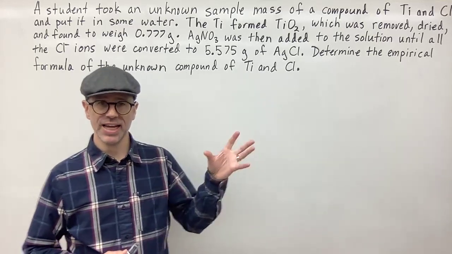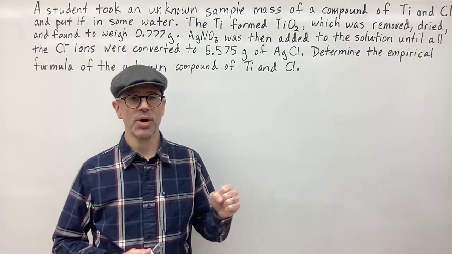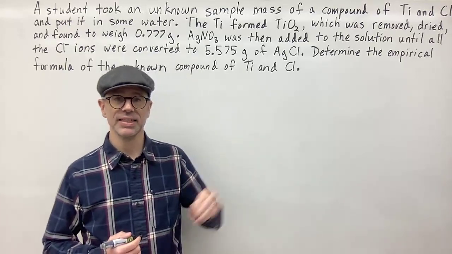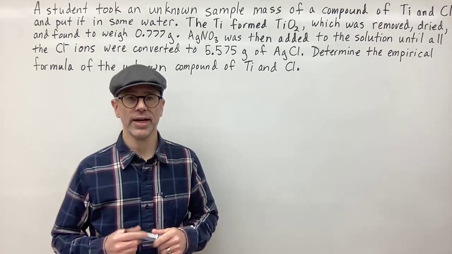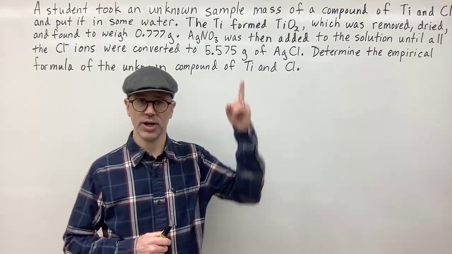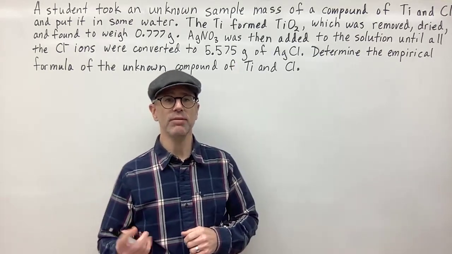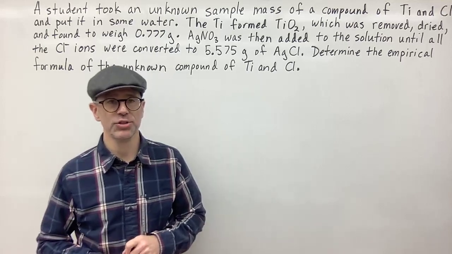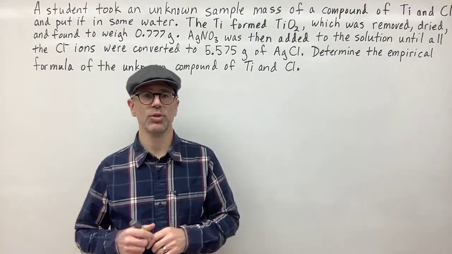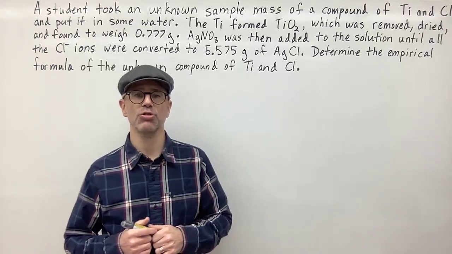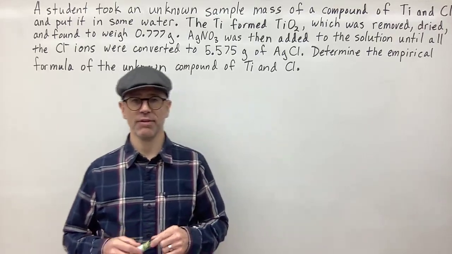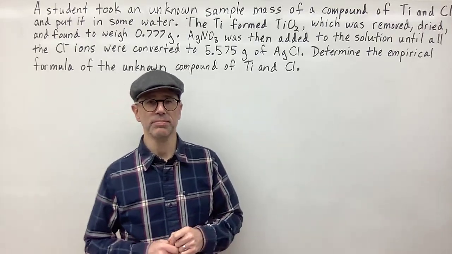Now we have the titanium taken care of through that process. And then what do they do? What about the chloride ion that's in solution? Well, the chloride ion is then picked up when you put in the silver nitrate. So silver nitrate was added to the solution. The silver ions are going to react with the chloride ions, and that's going to convert it to silver chloride, and you get 5.575 grams of silver chloride.